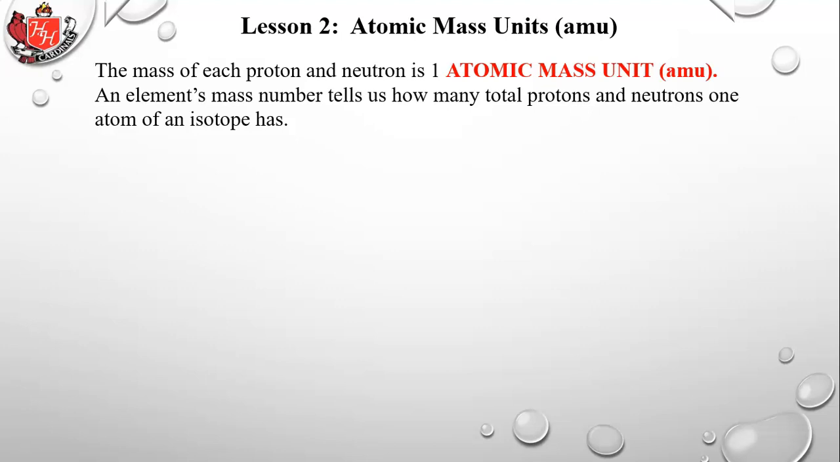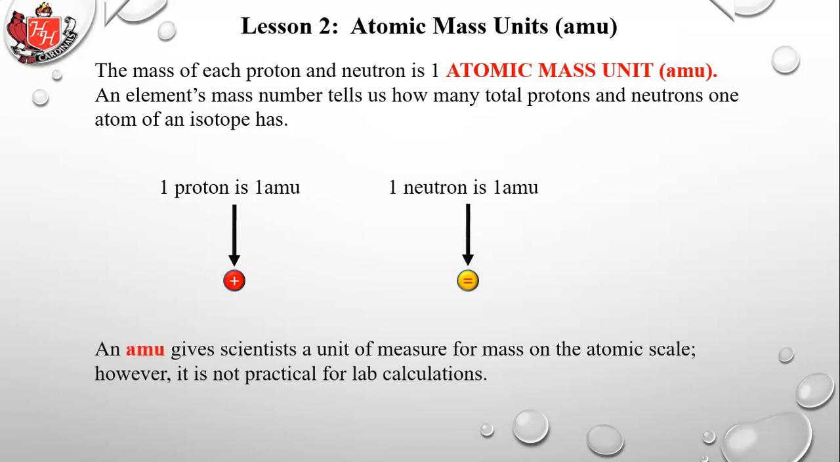An element's mass number tells us how many total protons and neutrons one atom of an isotope has. So different isotopes of the same element are going to have different mass numbers. So let's see an example. So one proton is one atomic mass unit, and one neutron is one atomic mass unit. An atomic mass unit, AMU, gives scientists a unit of measure for mass on the atomic scale. However, it is not practical for lab calculations simply because it's too small and too light for us to weigh on any kind of scale that we have.